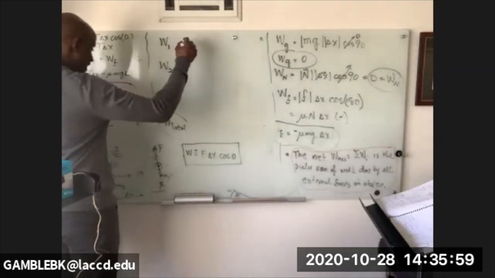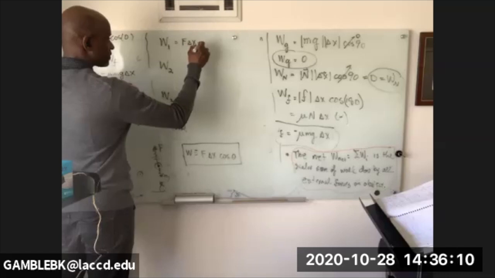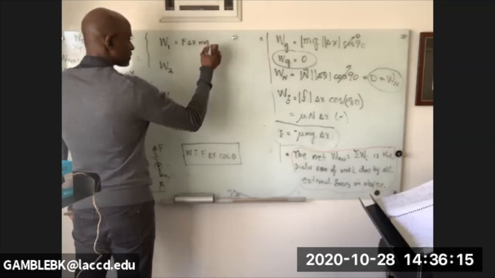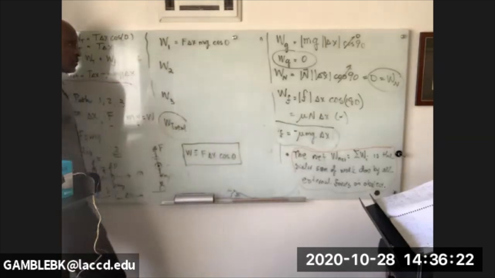What is it for path 1? Force. Okay, F, yes. Delta x. Okay, F times delta x, yes. mg. And cos 0. Okay. So you have both F and mg. Why did you do that? Because the force of gravity is acting on the object as well, and they're equal.